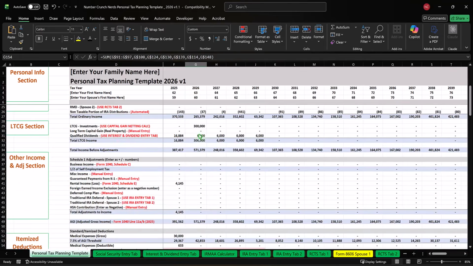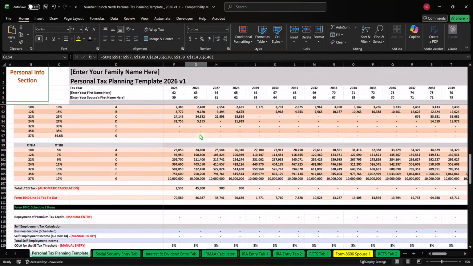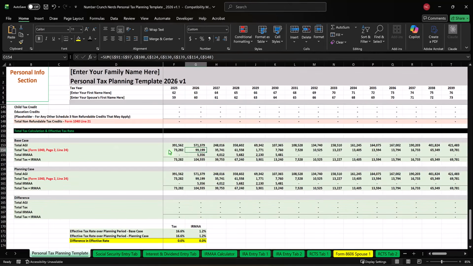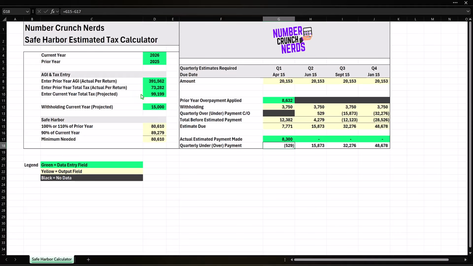If we scroll all the way down to the bottom of the 2026 projection column to the projected tax line, there it is right there. Total tax projected for 2026, 99,199. That is where this estimated tax number for 2026 comes from. The safe harbor is calculated as 90% of that number, and then the final safe harbor is going to be the minimum of these 2 amounts right here. In this case, it's the $80,610, which means the safe harbor is based on the prior year.